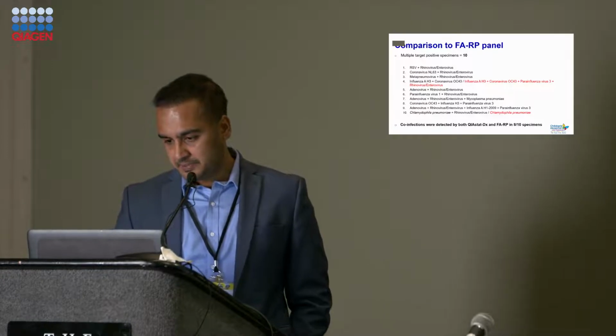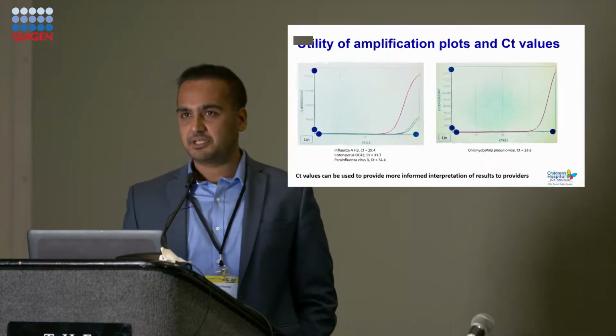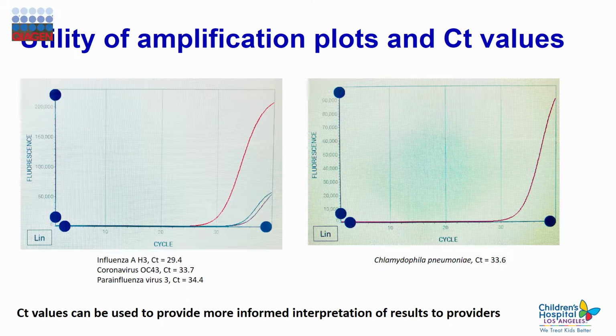So personally, I think one of the biggest advantages of using the QIAstat-Dx panel is the ability to look at the amplification plot and to be able to determine CT values for your targets. So the first example here is an actual patient sample that was positive for 3 different targets. When the result for this sample is released, a physician would get a report that says the sample is positive for 3 different targets.